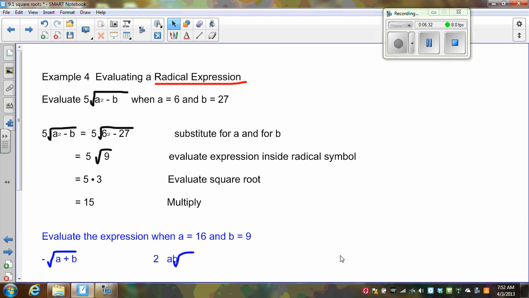So what I'd like you to do is try the following two problems when a equals 16 and b equals 9, and bring them with you tomorrow. That's all for this lesson.